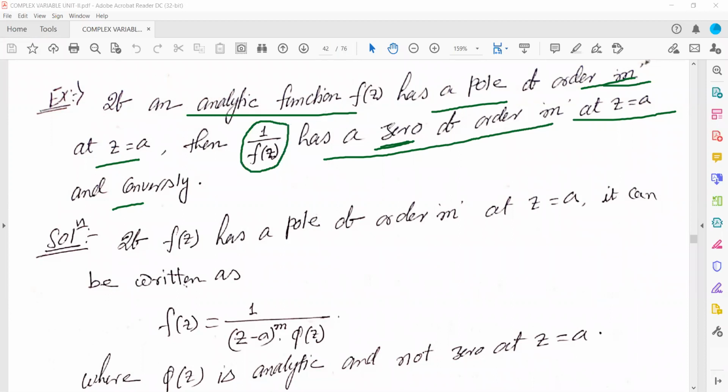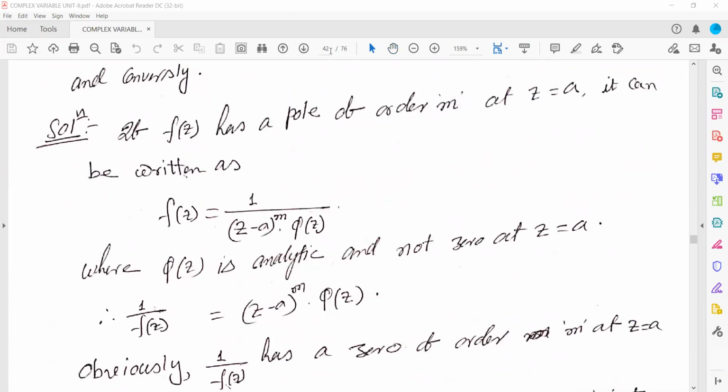And what will be the order of that zero? The order will be m. And conversely, that means if 1 upon f(z) has a zero of order m, then z equal to a becomes a pole of the function f(z) of order m. So let's prove this result.